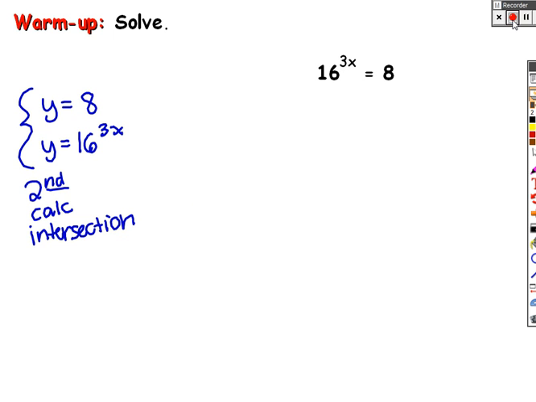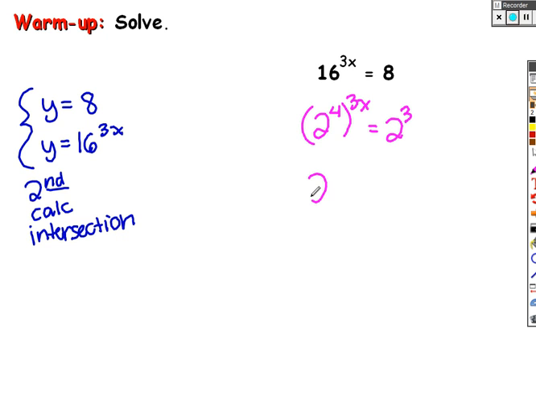And while that was one option, we also noted that, well, if I could rewrite both sides of this equation so they have the same base. So for instance, 16 can be written as 2 to the 4th. So this is 16 to the 3x. 8 can also be written as a base of 2.